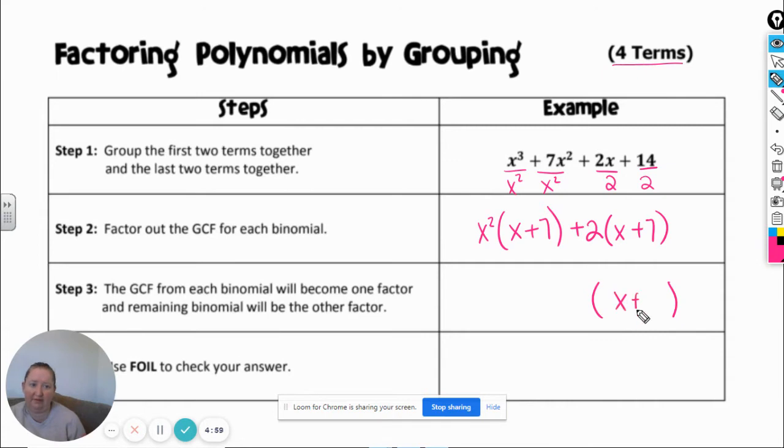So we take one of those twins, one of those binomials that appeared twice. And then we take the leftovers. We take the x squared plus 2.